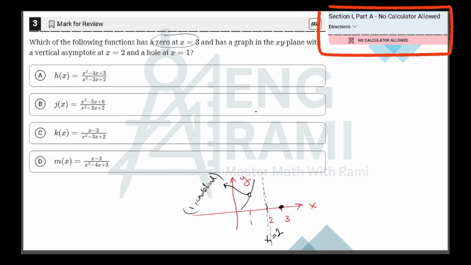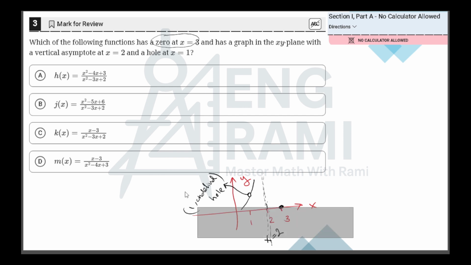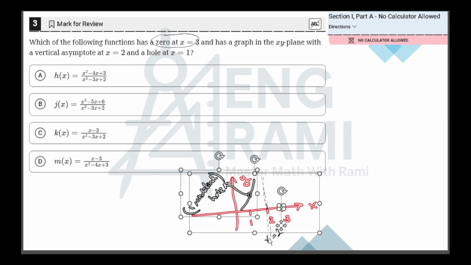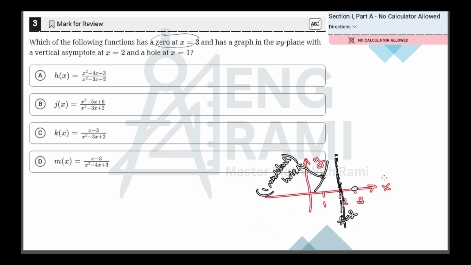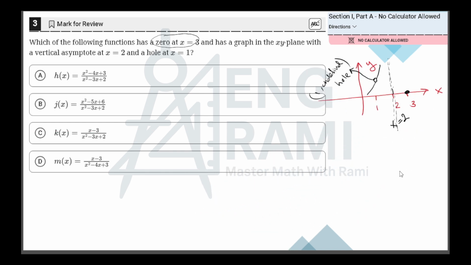So what we're going to do now: a zero at x equals 3, a vertical asymptote at x equals 2, and a hole at x equals 1. Let's just take this away a little bit. Now, in order to do that, we have to factorize all of the above answers. We're going to discuss those later.